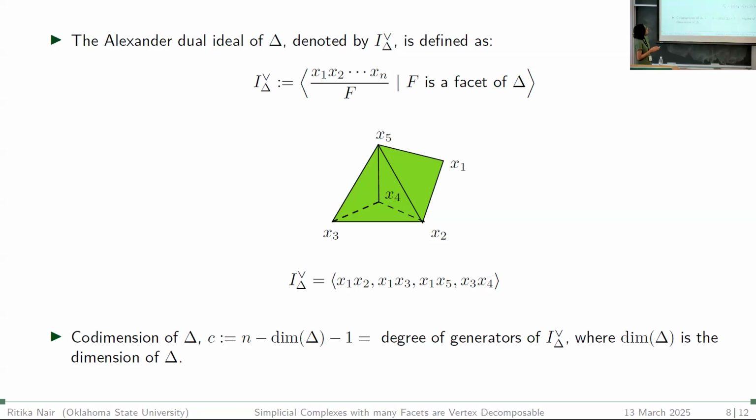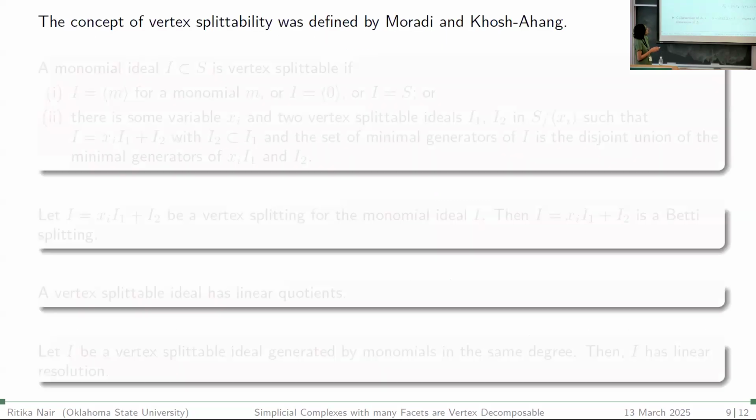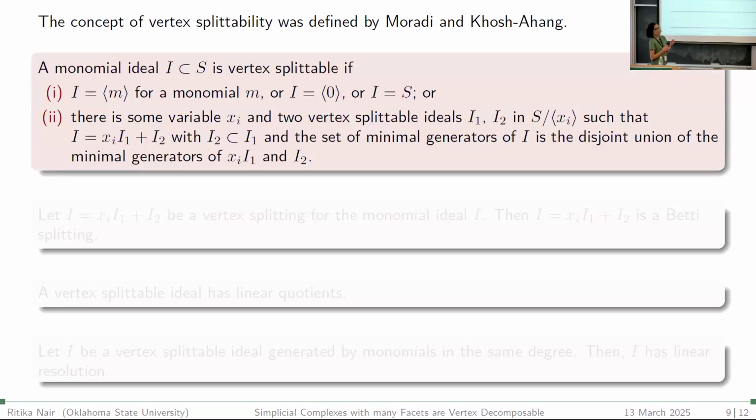So going to the Alexander dual version of what we saw. As I mentioned earlier, Cohen-Macaulay rings have this nice duality that the dual ideal has a linear resolution. Similarly, there was this question, what would be the dual condition for vertex decomposability? In 2016, Moradi and Khosh-Ahang came up with this nice characterization, which is called vertex splittability, the dual of vertex decomposition. Since vertex decomposition is defined in a recursive way, so is the splittability.